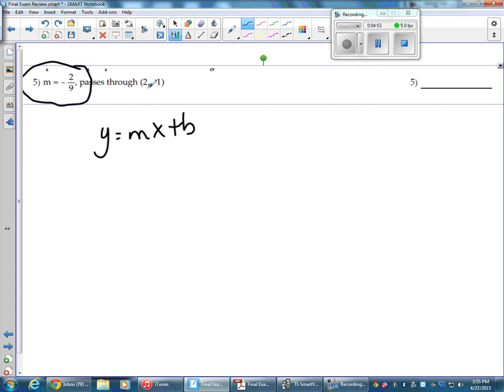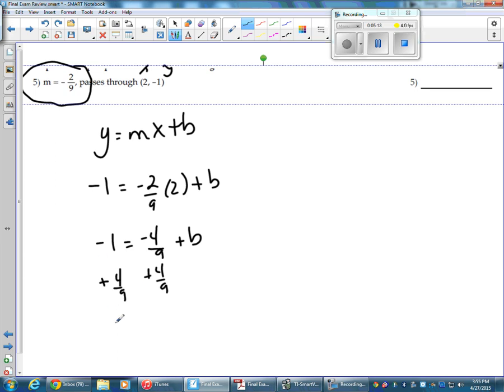So to find b, I'm going to plug in this point that's on the line for x and y. So negative 1 equals negative 2 ninths times x times 2 plus b. And then we'll solve for b. So negative 1 equals negative 4 ninths plus b. Add 4 ninths to both sides. If you have negative 1 and you add 4 ninths, you get 5 ninths.